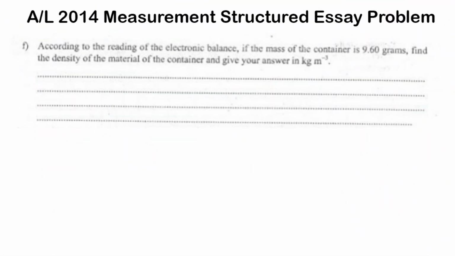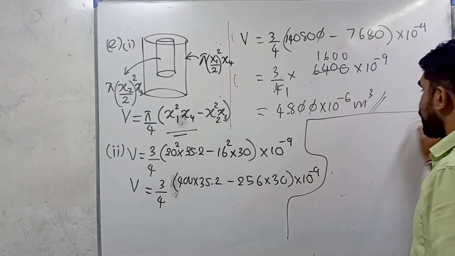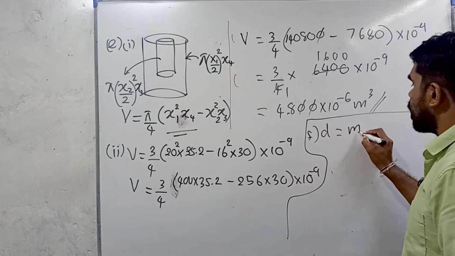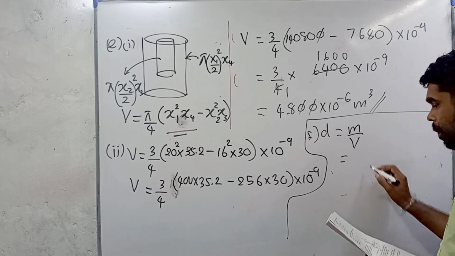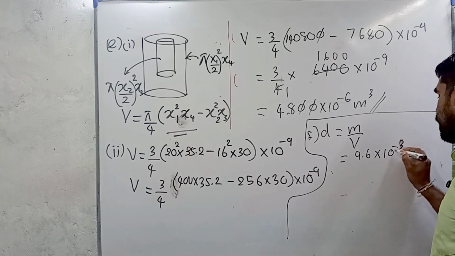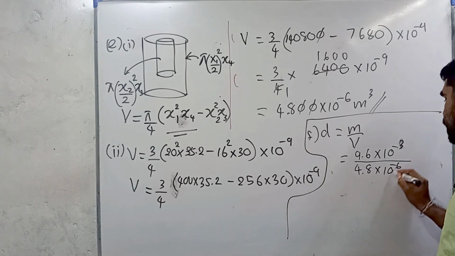In part F, according to the readings of electronic balance, if the mass of the container is 9.6 grams, find the density of the material of the container and give your answer in kilogram per cubic meter. Right. Then we can use density equation. Density equals, it is part F. Density equals mass divided by volume. Mass is given as 9.6 grams. When converting grams to kilograms, we have to put 10 to the power minus 3. Volume is this one. 4.8 into 10 to the power minus 6.